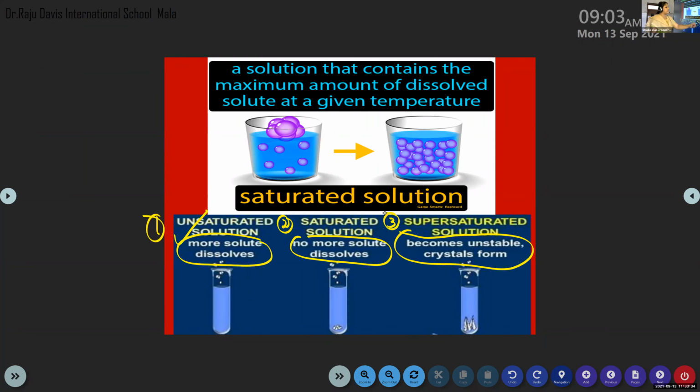Saturated solution. Now the third one, supersaturated solution. Supersaturated means the solute will not dissolve at all. It becomes unstable and crystals form. Whatever substance you put will remain as it is, which is not converting into solution.